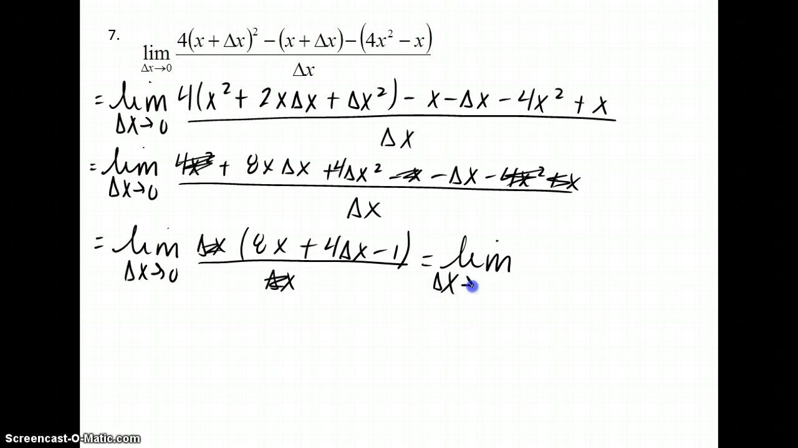Limit as delta x approaches 0. Now of this function, making a direct substitution of 0 for delta x, we get 8x minus 1. And now we know that to be the definition of derivative, so we can check our answer with the power rule.